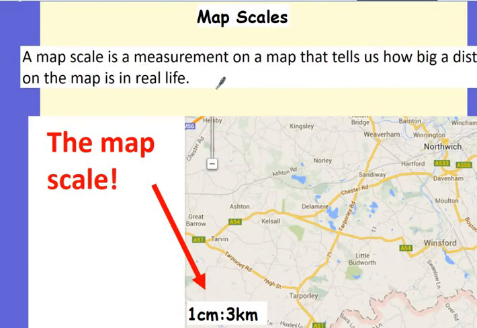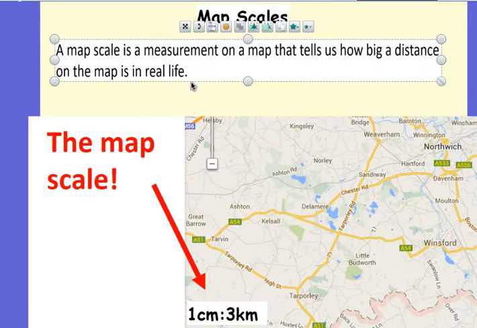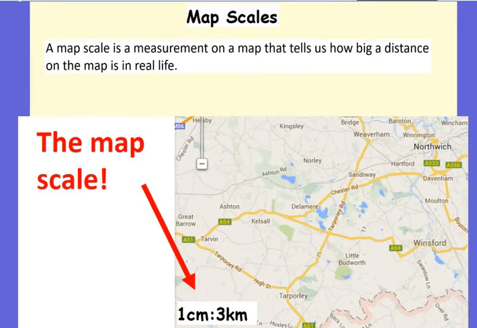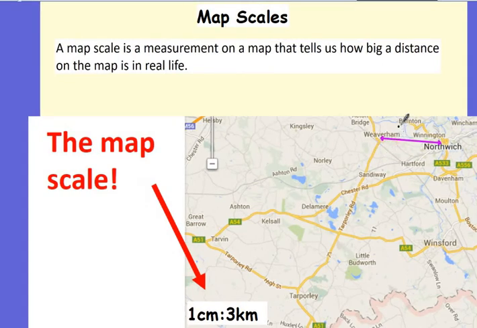So a map scale is a measurement on a map that tells us how big a distance on a map is in real life. For example, here's a map, and in the corner here I've said 1 centimetre on the map represents 3 kilometres in real life. So for example, if I was trying to find the distance between Weaverham and Northwich, that distance there might be 2 centimetres. But we know that for every one of those centimetres, in reality, that's 3 kilometres. So 2 centimetres is actually 6 kilometres in real life.